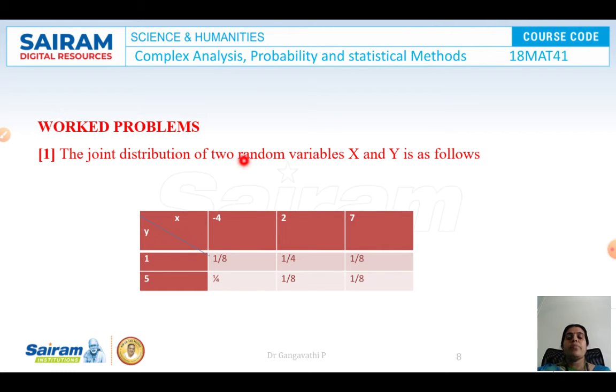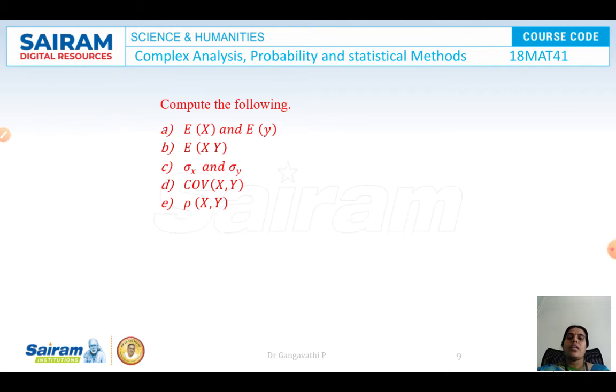So first problem, the joint distribution of random variables x and y is given as follows. The x values have been given in rows and y values in columns. It has been given as 1 by 8, 1 by 4, 1 by 8. So we can write this as J11, J12, J13, then J21, J22, J23.